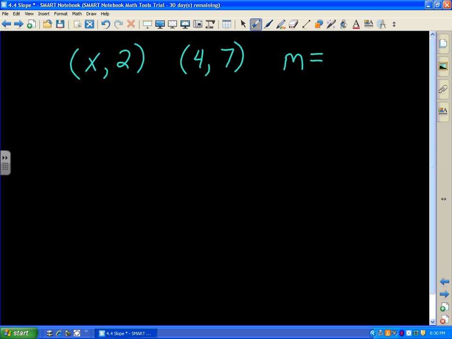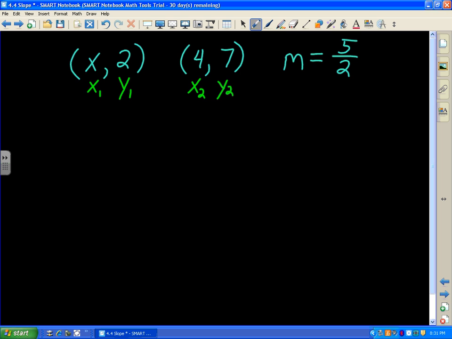The slope will be, let me change this here, the slope will be 5/2. So I want you to find the value of x when you have a line that goes through the point (4, 7), has a slope of 5/2, and find the value of x with the y coordinate of 2. So let's go ahead and label.